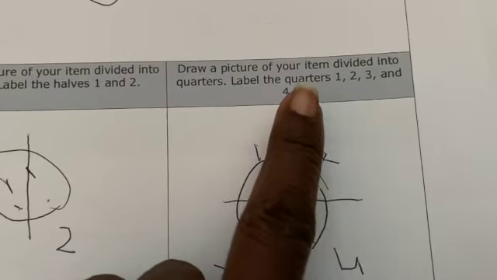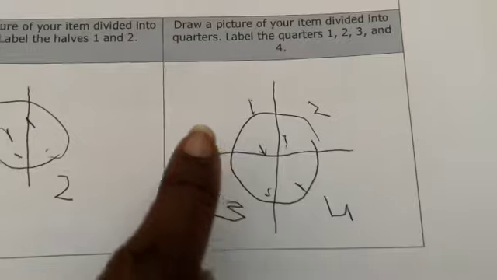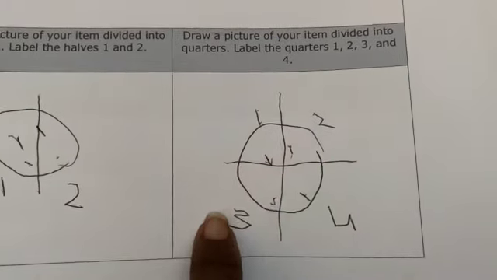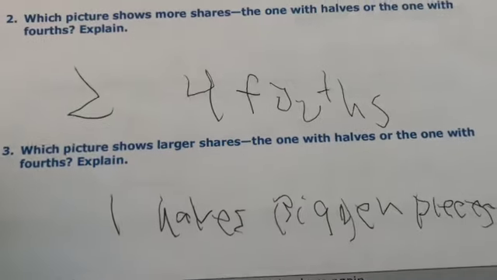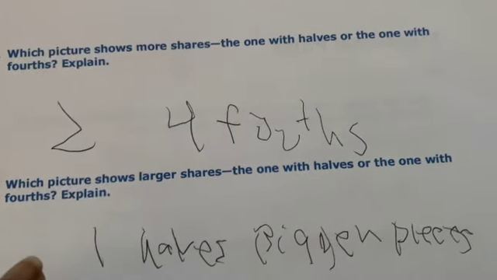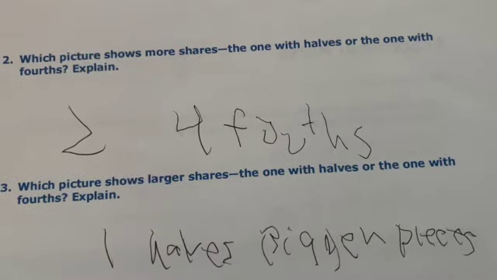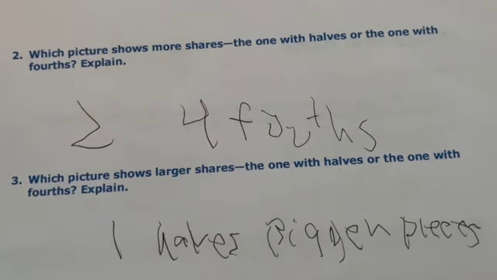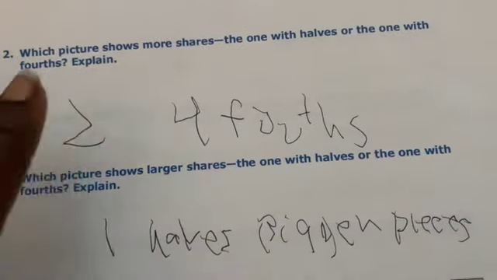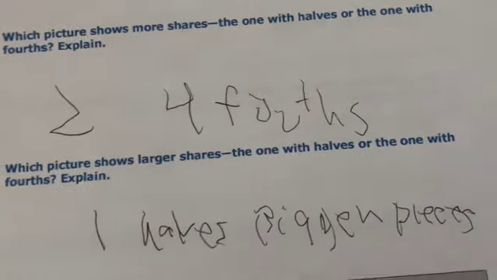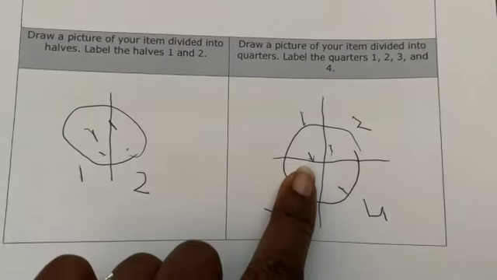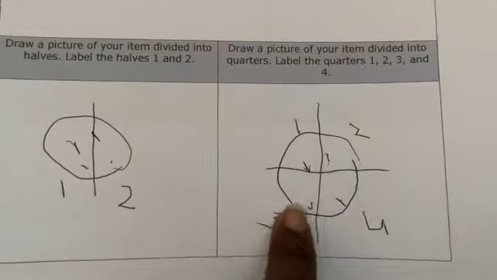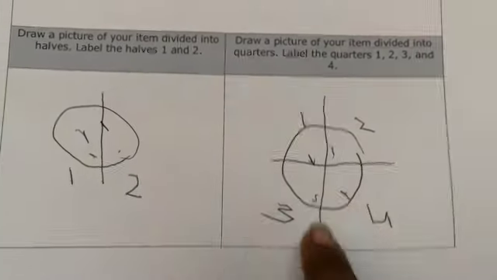Draw a picture of your item divided into quarters. Label the quarters 1, 2, 3, and 4. And so we have 1, 2, 3, and 4. And so this question says, which picture shows more shapes? The one with halves or the one with fourths? And it says explain. So we chose number 2, and so it showed fourths. So for that one, this one right here, this is picture 1, and this is picture 2. So this one shows more, so fourths.